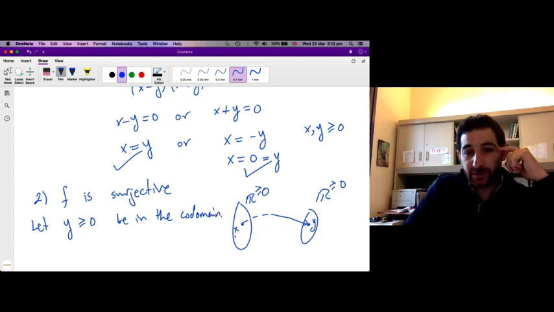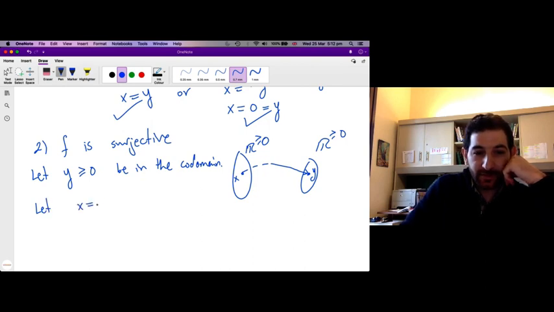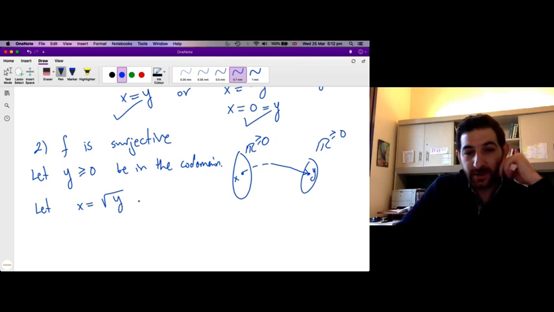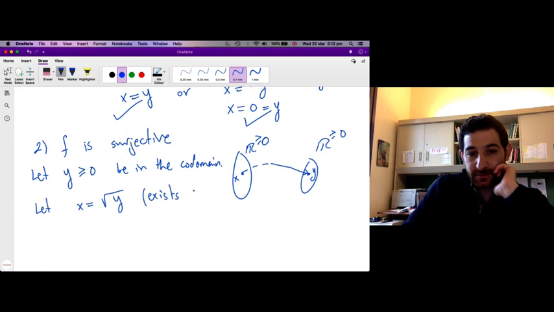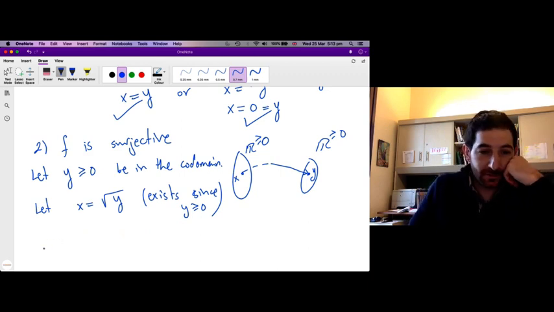Can you anticipate what will be x in the domain such that the image of x is y? Remember, what is the function? It squares the input. So I propose to have x, the pre-image, to be the square root of y. Notice that the square root of y exists since y is non-negative. Now let's check that x is indeed the pre-image of y.